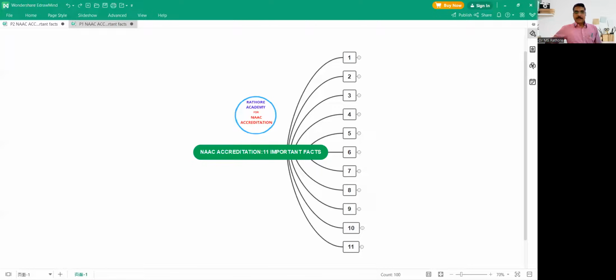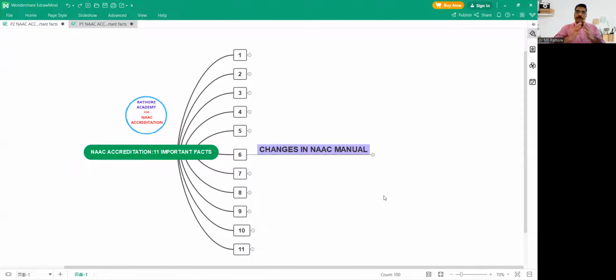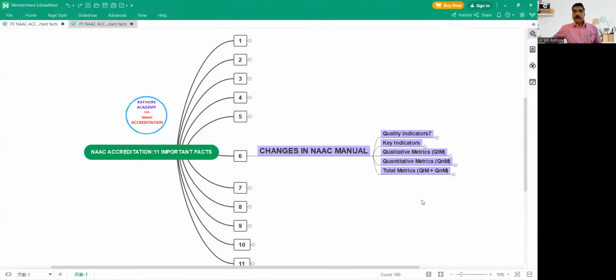Here we have discussed the 11 important facts, and out of that, a very important fact that we are going to discuss today is the changes in the NAAC manuals. Before moving ahead, we have to understand certain parameters and important terms. These terms are quality indicators, which in general terms we call criteria.